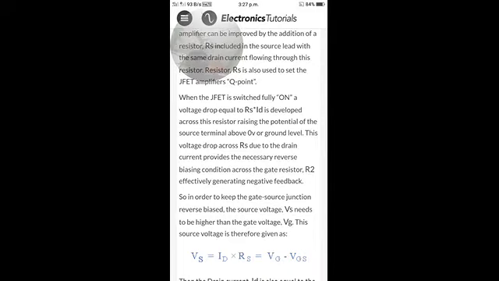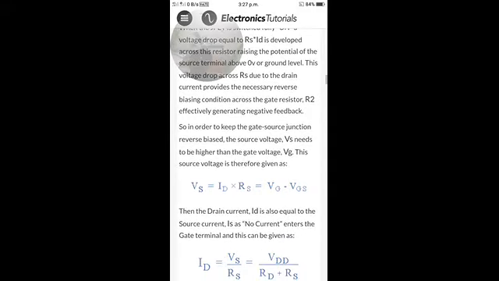This source voltage we can calculate: Vs is equal to ID into RS, which is Vg minus VGS, where Vg is the voltage at the gate terminal and VGS is the gate to source drop. This is the voltage Vs which maintains the gate source junction reverse biased, keeping the source terminal more positive than the gate, keeping the JFET reverse biased.